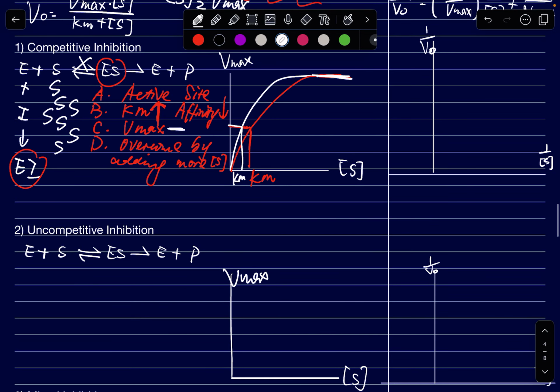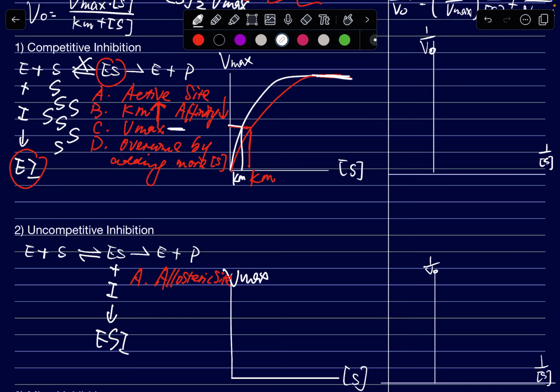Uncompetitive inhibition, unlike competitive inhibition, doesn't inhibit the active site of the enzyme. It actually waits until the ES complex is formed, and then this inhibitor will bind to the ES complex and form the ESI complex. The location of this inhibition is at the allosteric site. Okay, what does it mean?